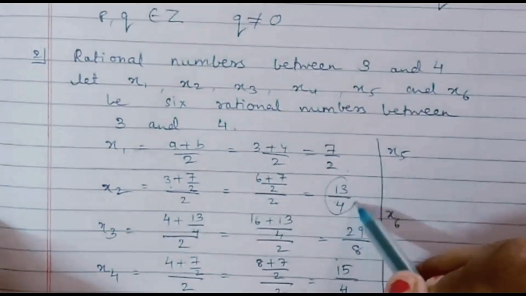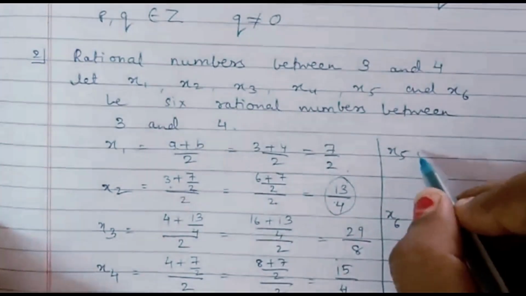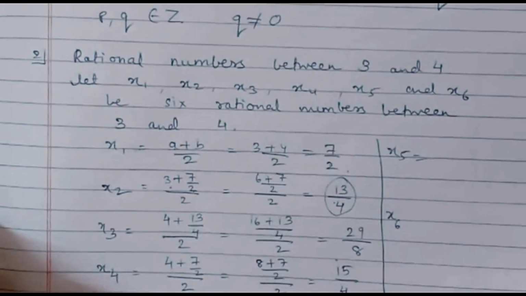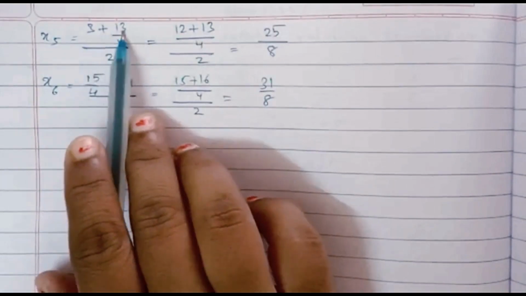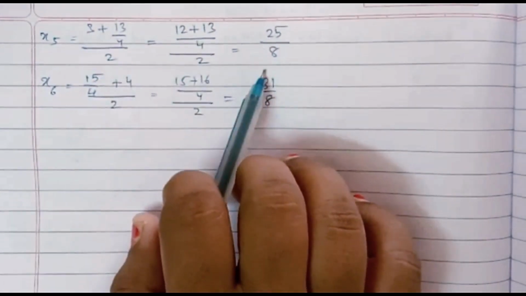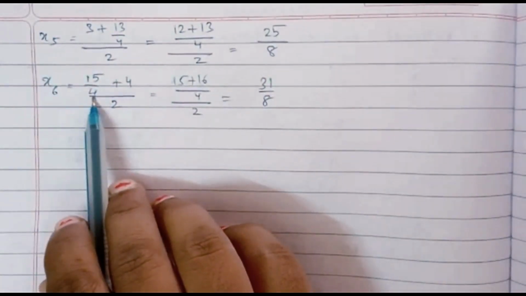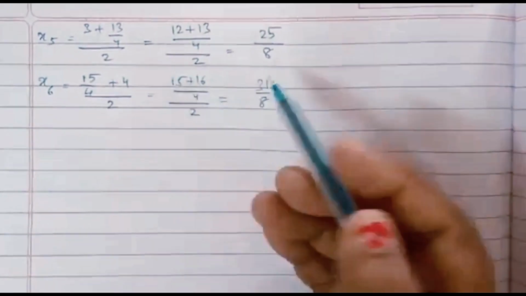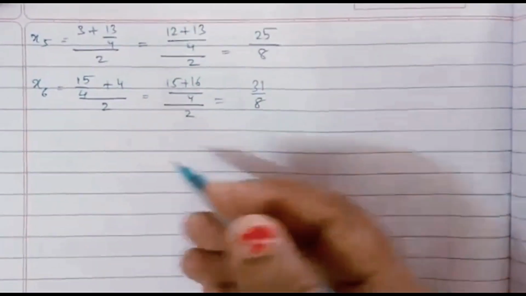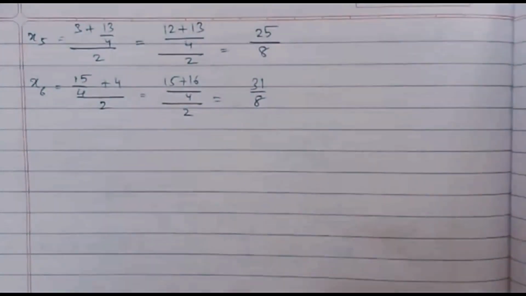You can take any numbers, suppose 13 upon 4 and 4. You can take the average of those two numbers also. So here I have obtained the average of 3 and 13 by 4, so it is 25 upon 8. In the same way, (15 upon 4 plus 4) whole by 2 will be 31 by 8. You can also recalculate and find out the answers.